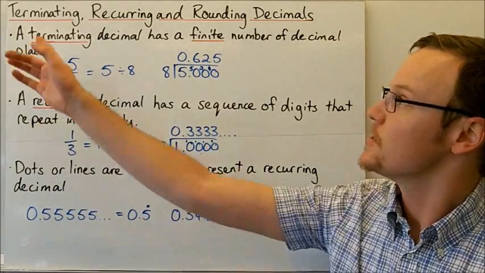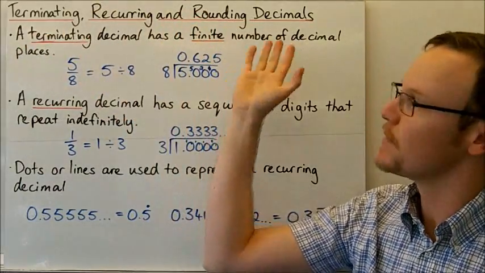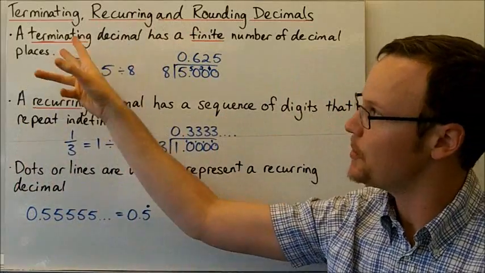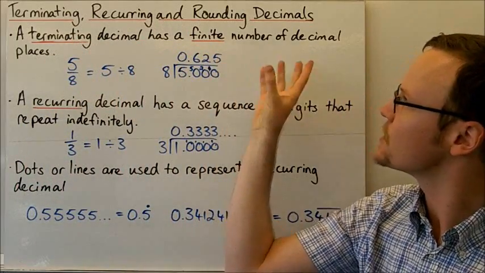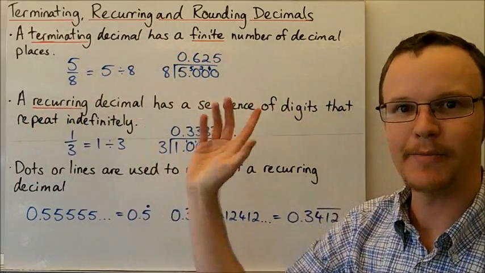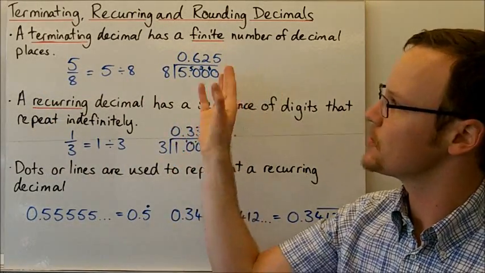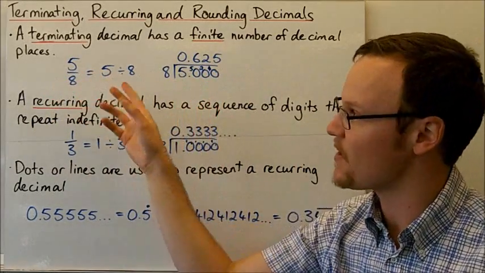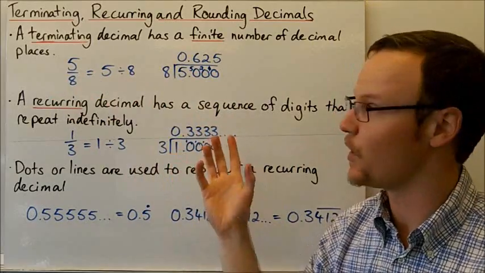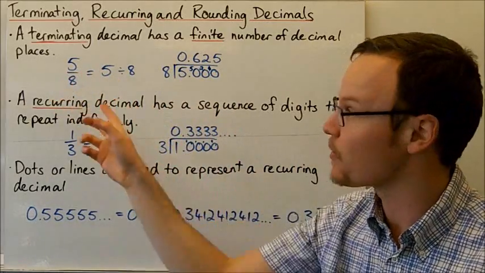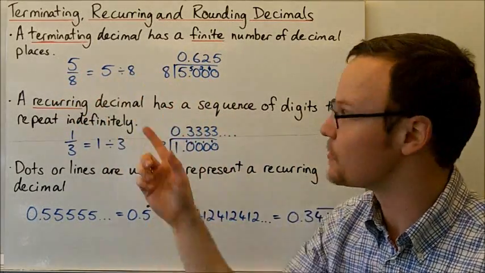Today we're going to look at terminating, recurring and rounding decimals. A terminating decimal has a finite number of decimal places. That means the decimal places stop. So here if we've got an example, 5/8, it's equal to 5 divided by 8, because the vinculum for a fraction is exactly the same as divide.